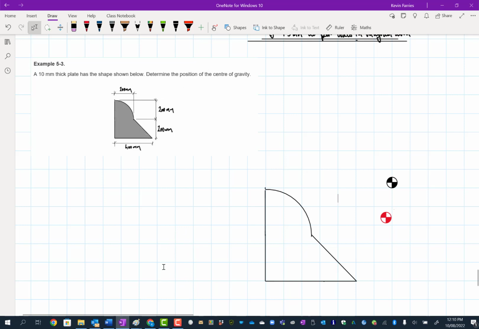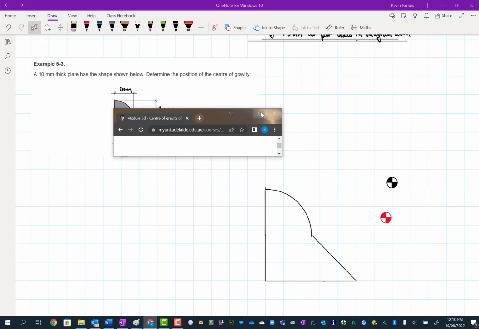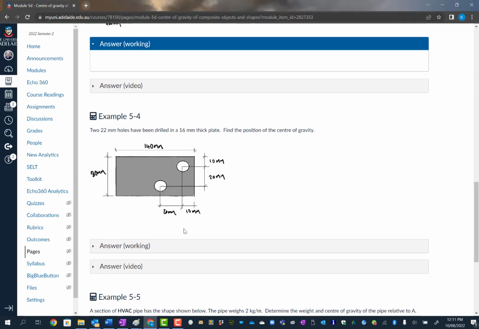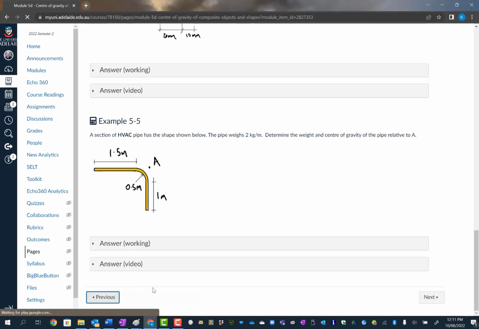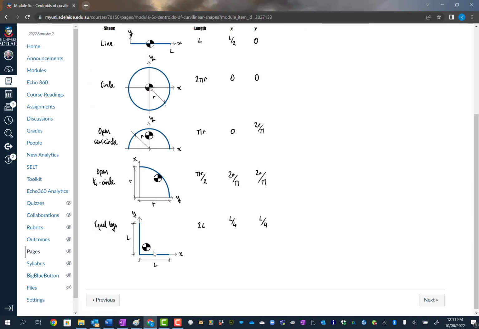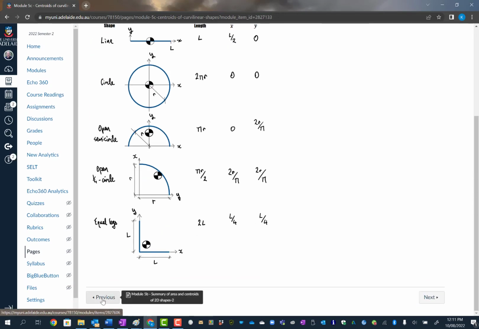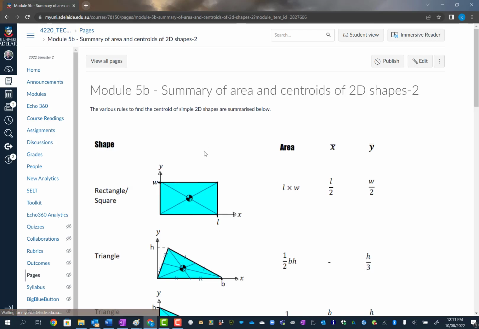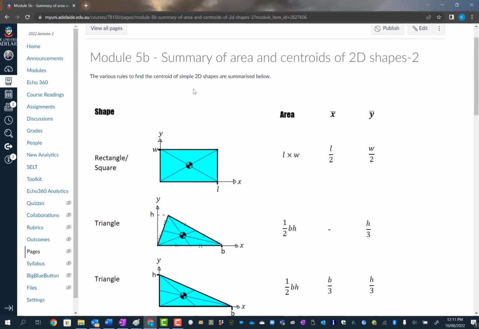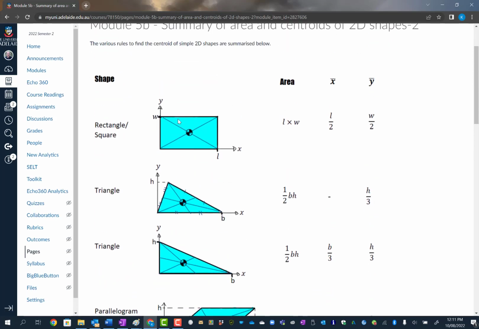Let me see if I can bring those up. Let's have a look. It's in my uni notes. Let me just go back a bit. So that was for curvilinear shapes, like pieces of wire. We're not talking about those. We're talking about 2D shapes like this. There you've got a list of all the different shapes, a graphical way of finding the centroid, and the position of the centroid in terms of an x coordinate and a y coordinate.